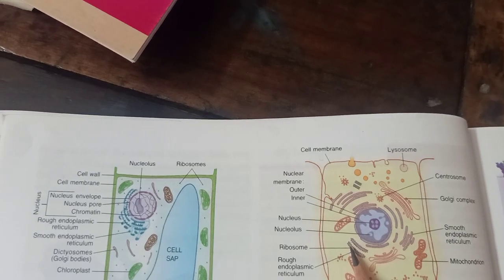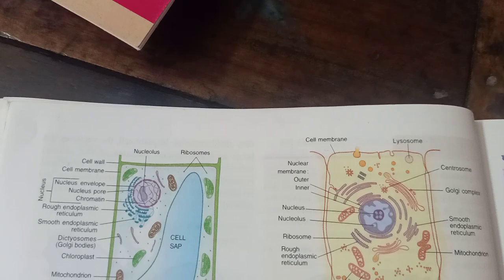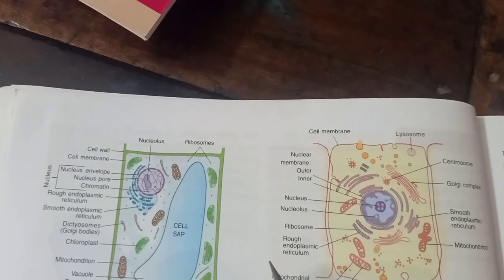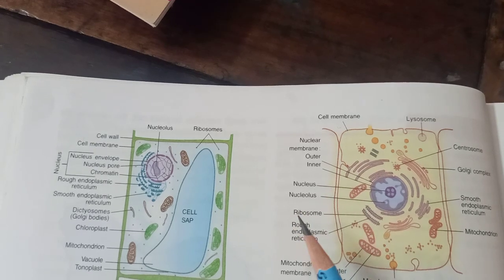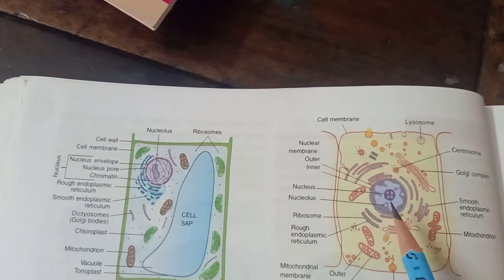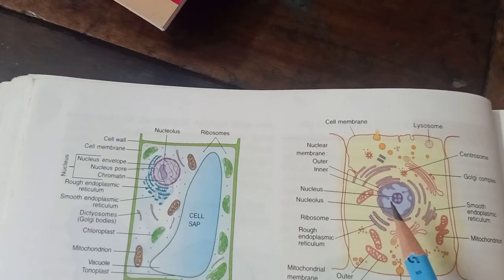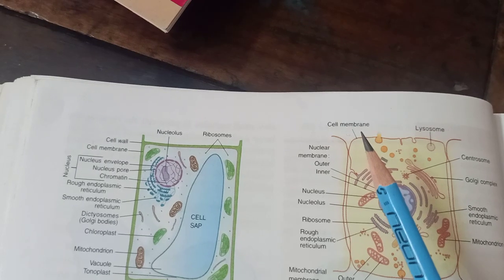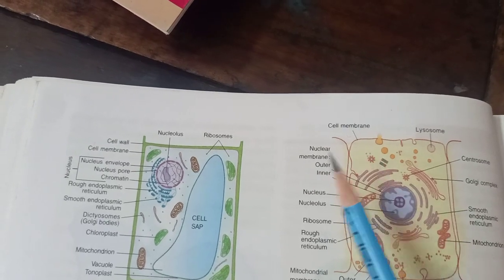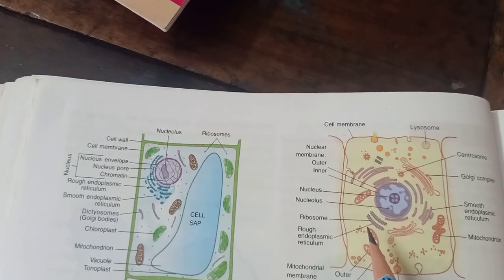I will teach you the functions of each and every organelle in the next assignment, but for this assignment you see that these parts are known as nucleus, and the cell wall is present only in plant cell but it is absent in animal cell. And cell membrane I have already taught you. So this is the cell membrane, and it is present in plant cell as well as in animal cell.